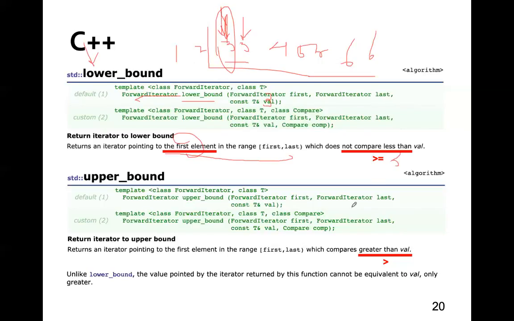Now, what if you call the upper bound and also put 3 here? It is still the first element, but it will be greater than 3. So it will not consider 3. It will be anything bigger than 3. It will return 4, the first element that is larger than 3. Any questions?